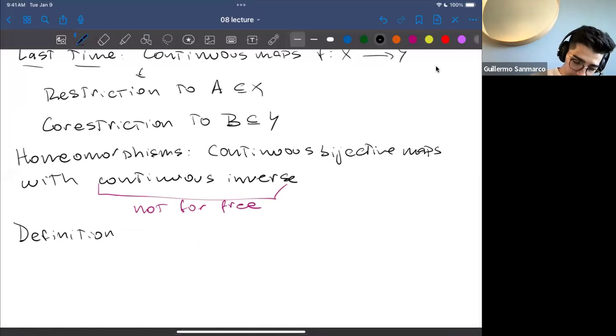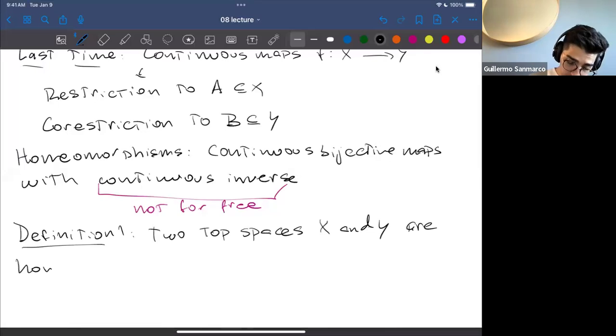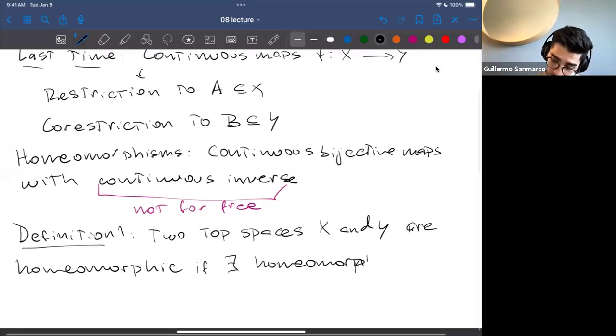A very naive way of doing that is, let's take our first definition for today. Let's take two topological spaces, let's say X and Y. And we're going to say they're homeomorphic if we can find some homeomorphism, if there exists a homeomorphism from X to Y.